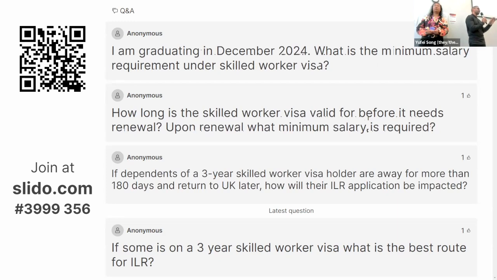I don't want to confuse you, but there is a possibility that if you get it under global talent, exceptional talent, where you could get indefinite leave to remain after 3 years, technically you could apply for indefinite leave straight away because you've already done 3 years. So there is that legal technicality that can be used, but again, that's if and when it happens. We could always explain that later. But again, in terms of the 3-year skilled worker visa, you have to do 5 years to get indefinite leave to remain.